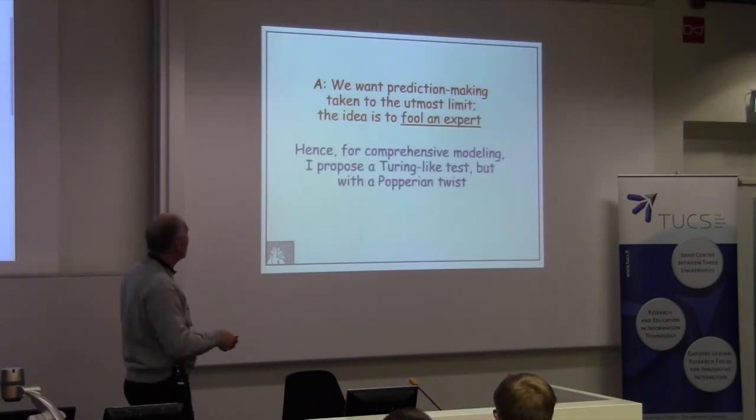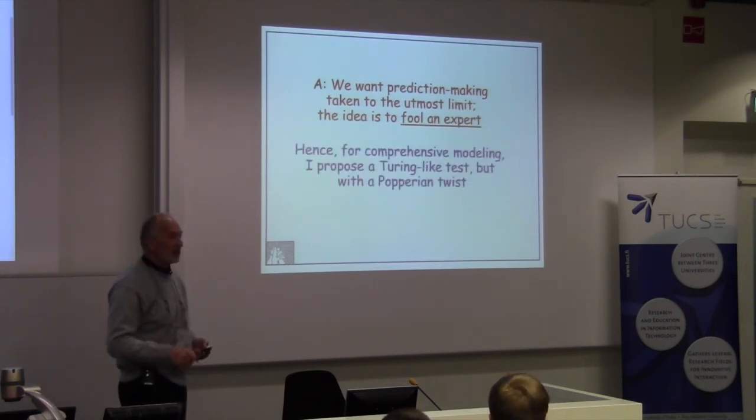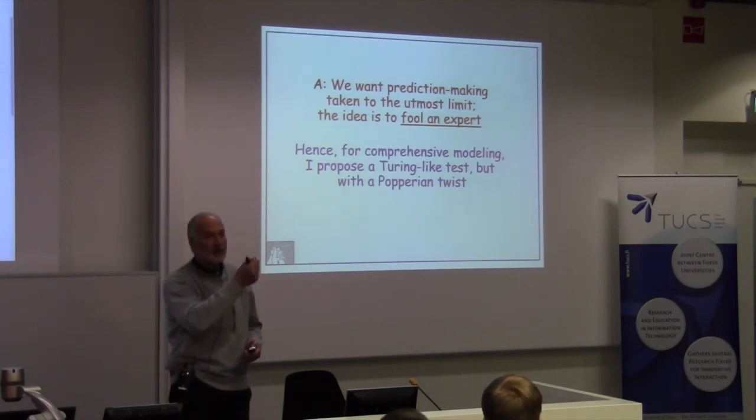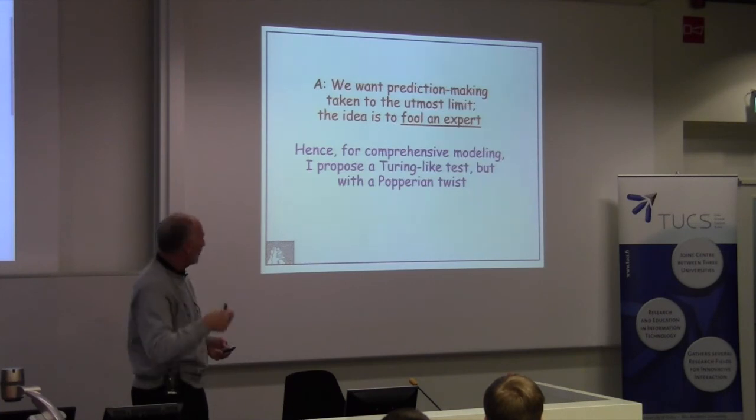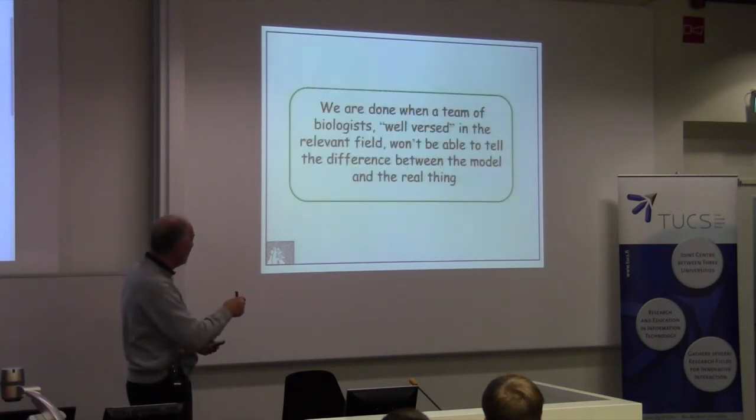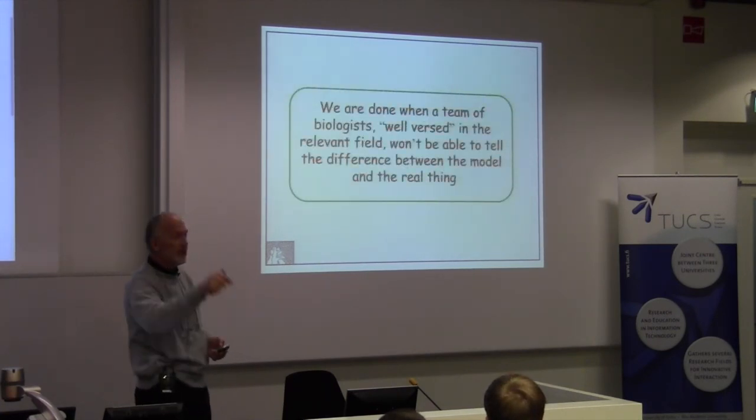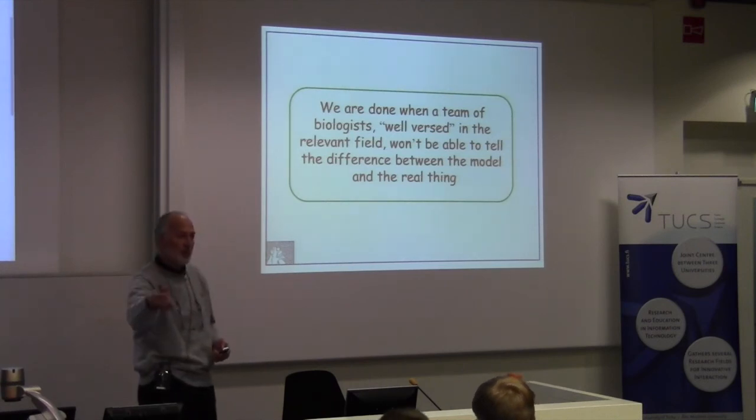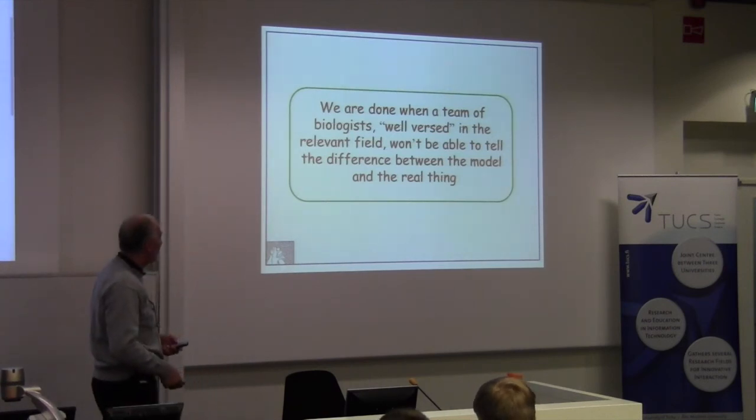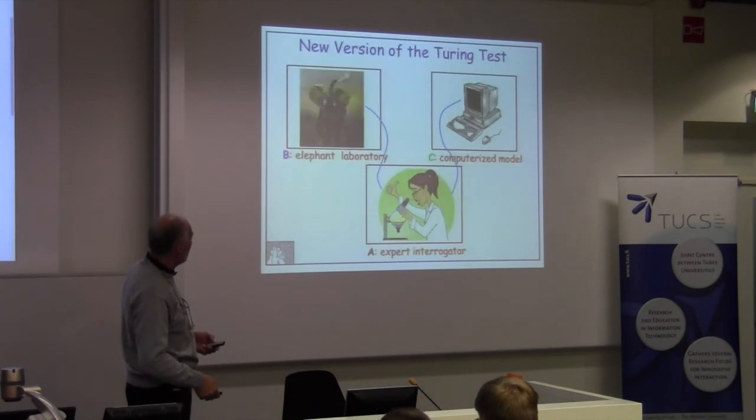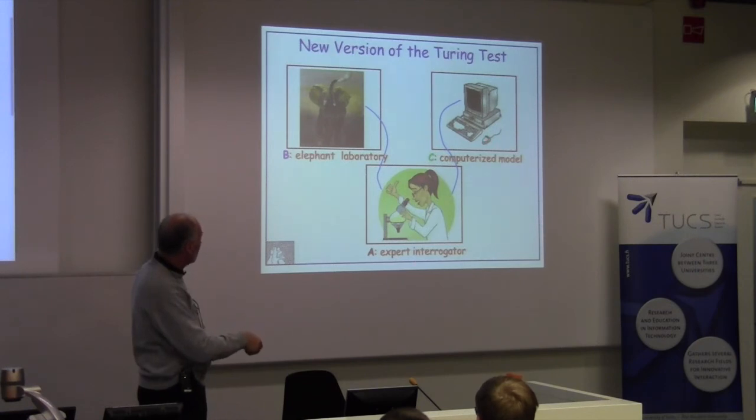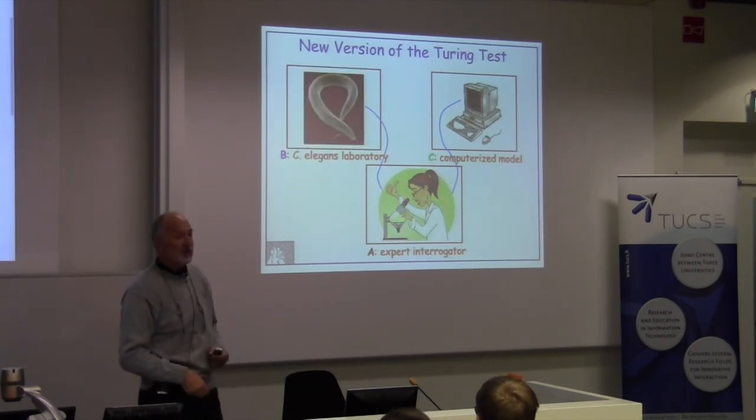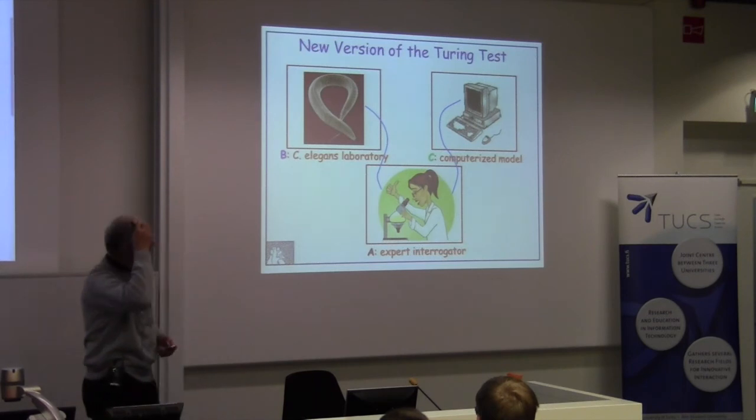And for comprehensive modeling, the thing to do is a Turing-like test, but with a twist taken from Karl Popper's philosophy of science. So I am doing philosophy. So we're done when a team of biologists well versed in elephants or worms or pancreases or whatever the subject matter is will not be able to tell the difference between the model and the real thing. So here we have not an elephant, but an elephant laboratory and a model and an expert interrogator, or more realistically, say a C. elegans laboratory.